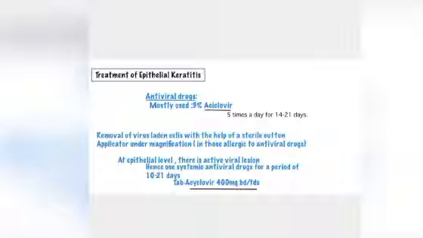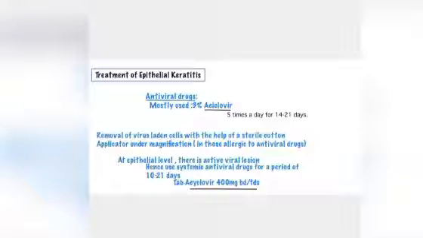Next is the treatment of epithelial keratitis, which means involvement of only the epithelial layer of the cornea. The antiviral drug used is 3% acyclovir ointment, to be used 5 times a day for 14 to 21 days. And if the person is non-compliant with acyclovir, or is allergic to the drug, what should we do? We have to remove the virus-laden cells.